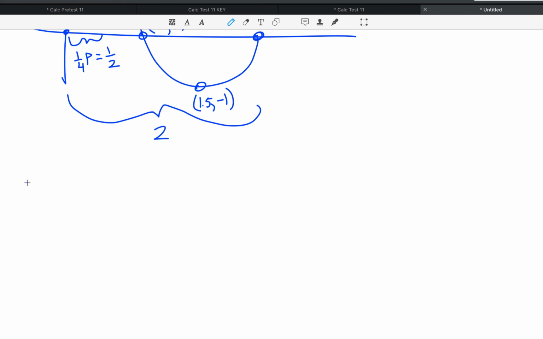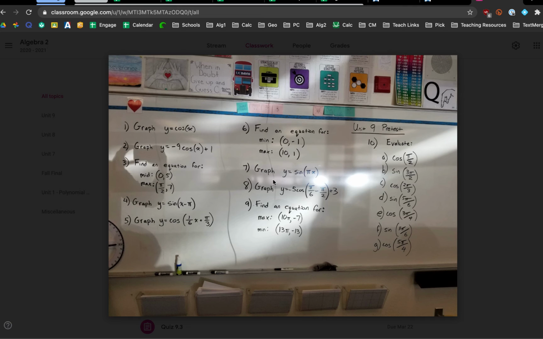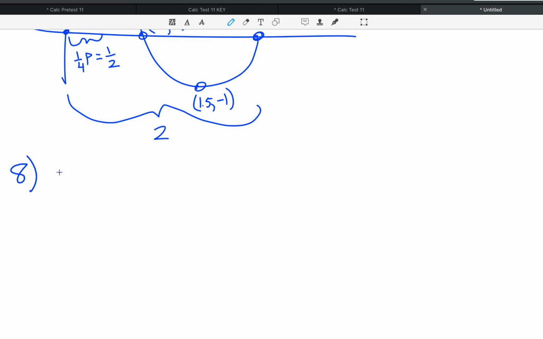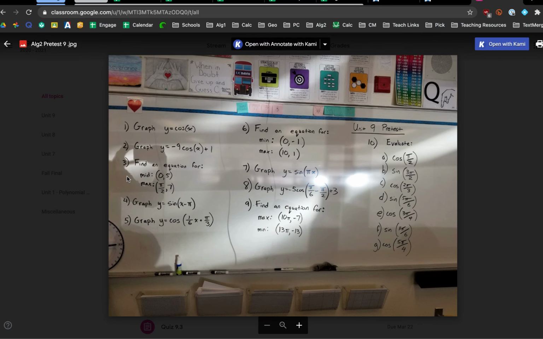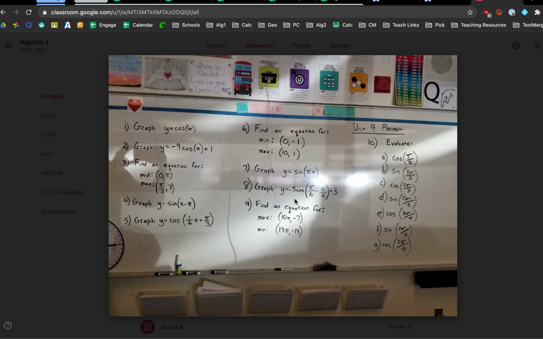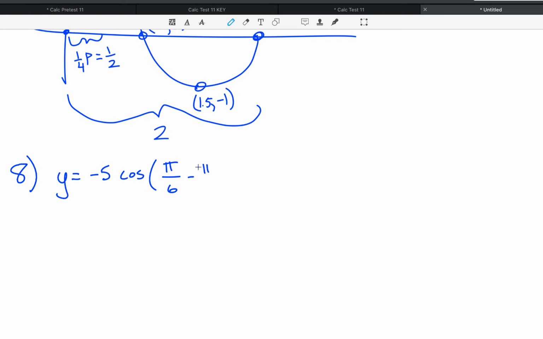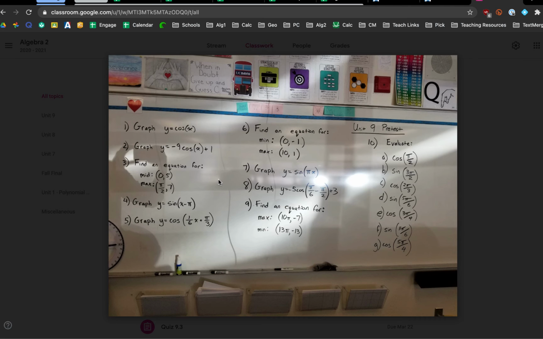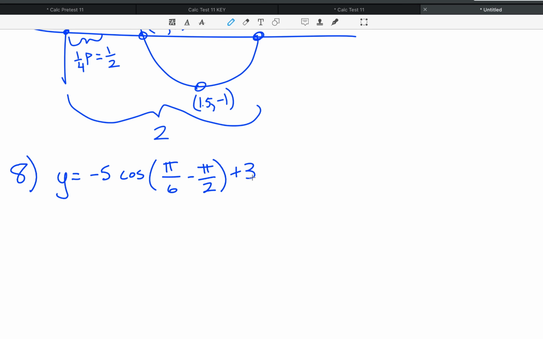On to number 8. This is where I know a lot of people were asking about this in class, so I'm guessing this is where you're trying to look. And it is indeed a hard question. It is the hardest question that you can have going forwards, and then I have a really hard question going backwards. Here we go. We're going to graph y equals -5 cosine of pi over 6 minus pi over 2, plus 3. All of these together.